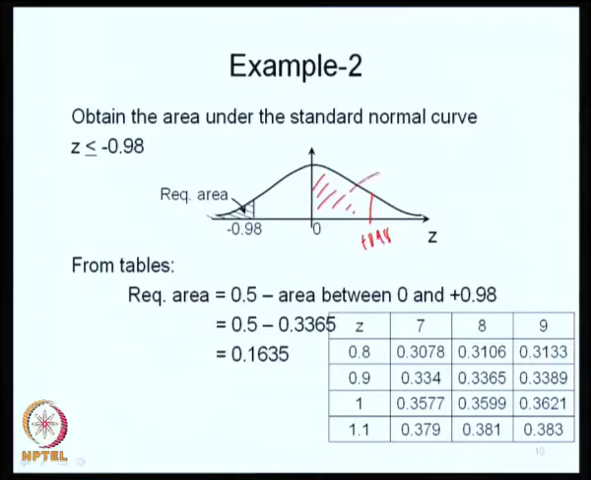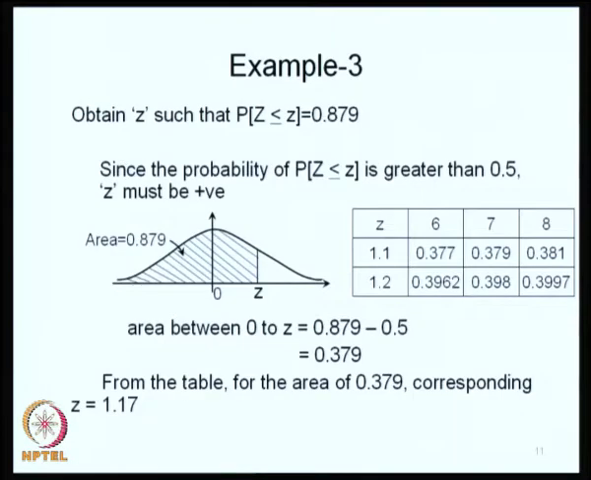This is 0.3365, and we are interested in this area, which is also equal to this particular area. This area is 0.5 minus 0.3365, which is 0.1635. So, that is how we obtain the area required here, in this particular case, z less than or equal to minus 0.98.